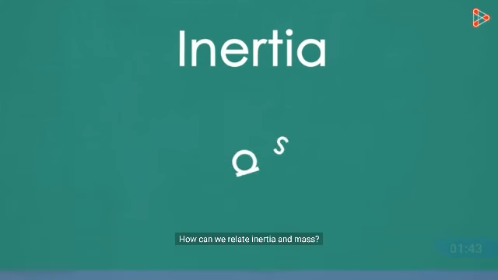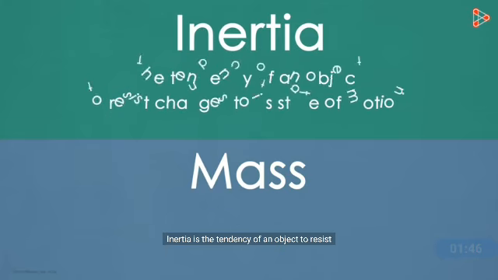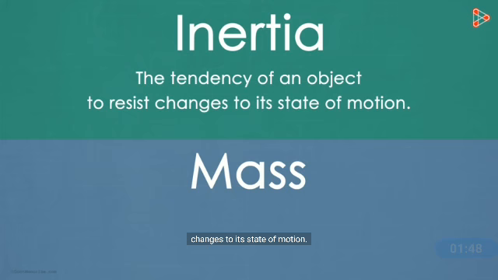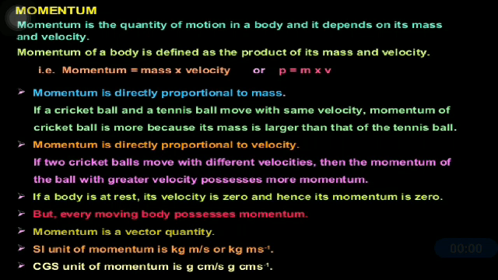How can we relate inertia and mass? Inertia is the tendency of an object to resist changes to its state of motion, and the mass of an object is the measure of its inertia. Next we have momentum. Momentum is the quantity of motion in a body, and it depends on its mass and velocity. Momentum of a body is defined as the product of its mass and velocity. So momentum is equal to mass multiplied by velocity, and momentum is denoted as P. So P is equal to m multiplied by v, where m stands for mass and v stands for velocity.